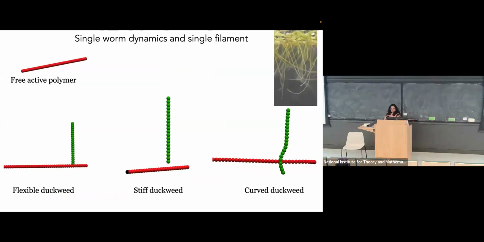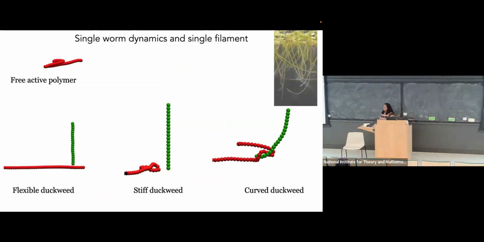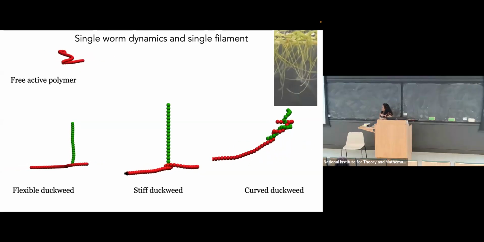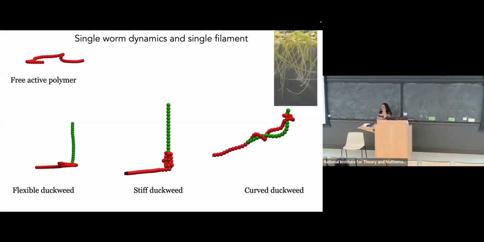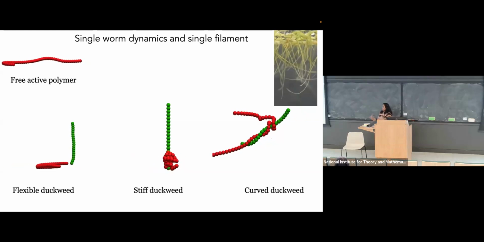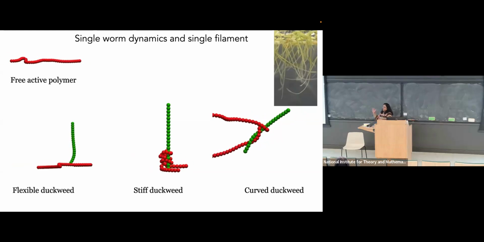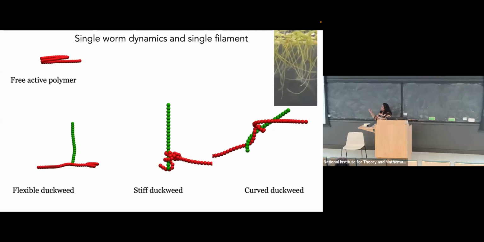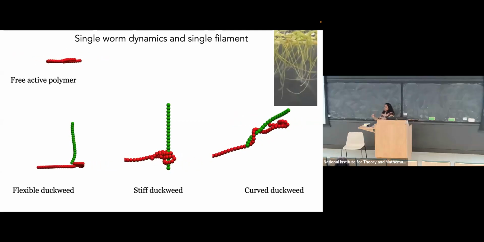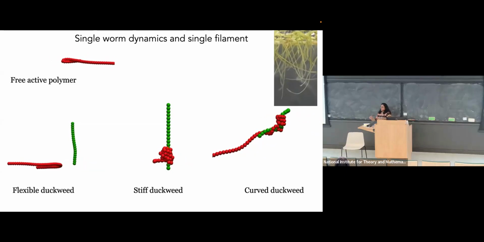How do they actually move? To begin with, we did some simple tests. The green ones are duckweed, and the red ones are active worms. If the filament is too flexible, the duckweed is too flexible, they're not able to climb. But if you use a stiff filament, it can climb a little bit, but not too high. But then we see that duckweed has an intrinsic curvature at the tip of the root. So if we put that in for the duckweed, the passive polymer, we see that they can actually grasp that tip and then climb the system.